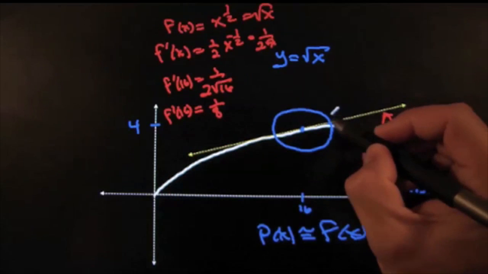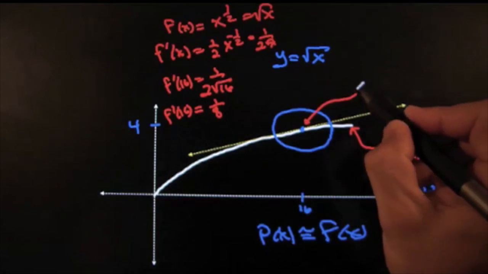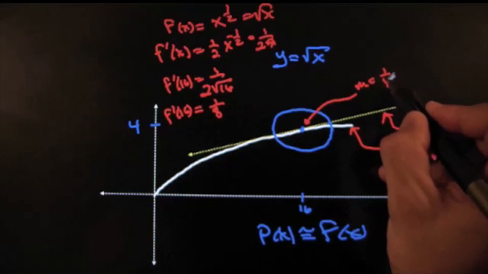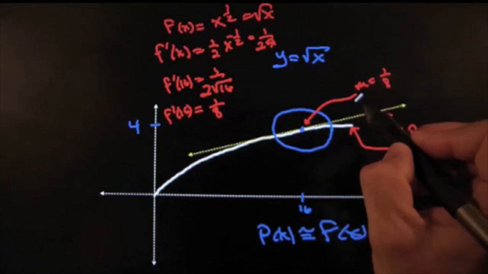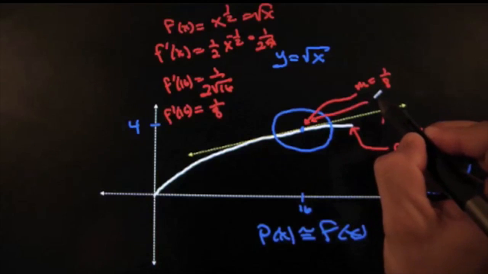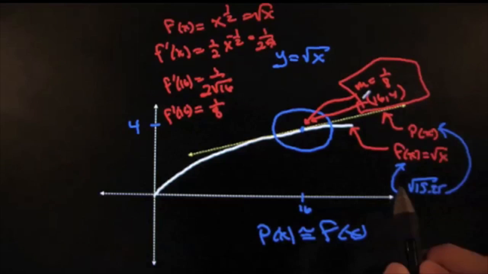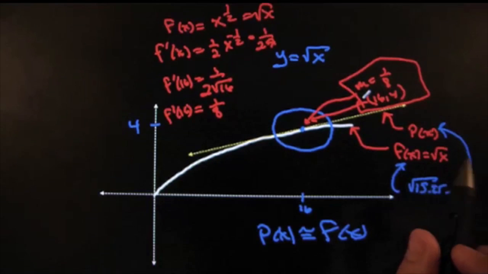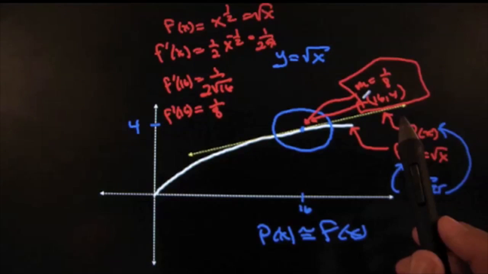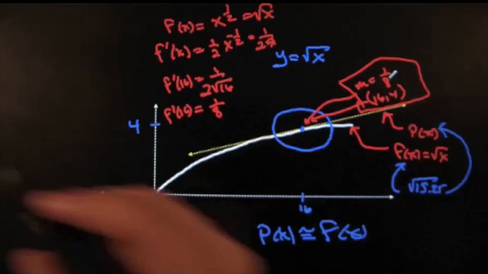So here, my friends, I've got my slope. For this line, m is equal to 1 over 8. And I've got a point on there. The point is 16, 4. I've got my two key ingredients. The two key ingredients are the slope and the point on the line.